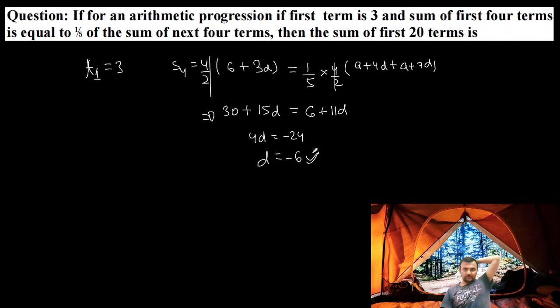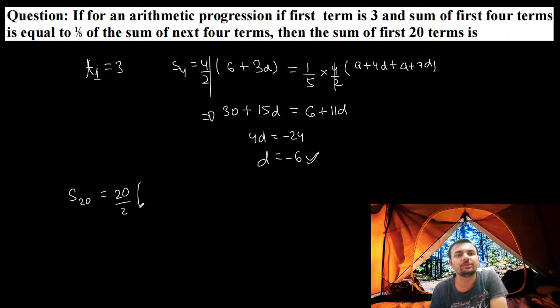Okay. So the sum of the first 20 terms is 20 by 2 times 2a plus n minus 1 into d. If you take 6 out, 120 by 2 is 60, and 1 minus 19 is minus 18. This is it.